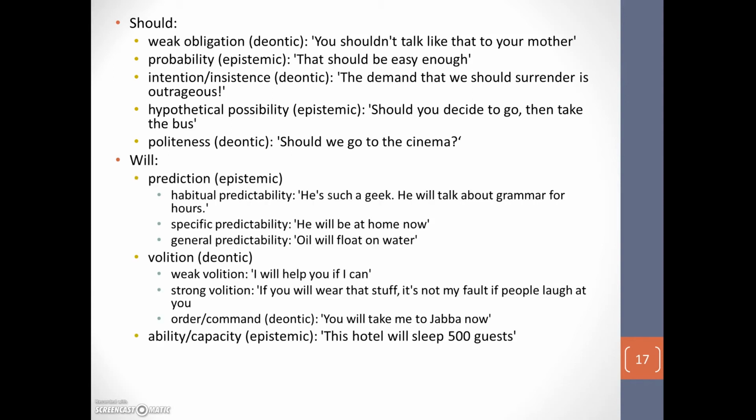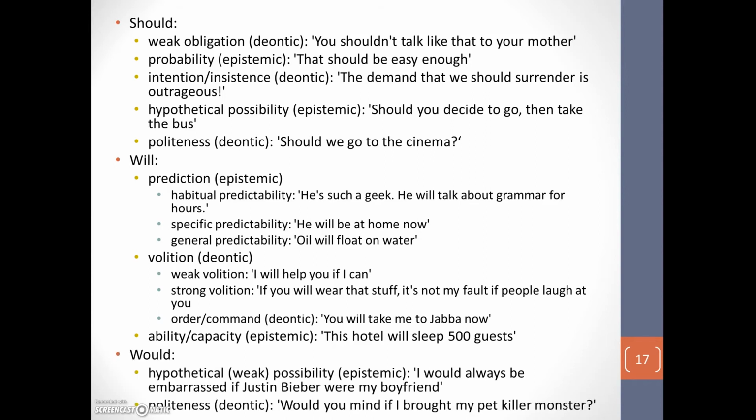We also have will, and we can see that we can use will for quite a lot. We can obviously use it to talk about the future, actually with no modality. We can use it to talk about different types of prediction or volition again. So remember, this is when we talk about your free will, and also about ability or capacity. Finally, would. So again, would is also the past tense form of will, but you can also use it in its own right to talk about hypothetical and very weak possibilities, or if you want to be polite. So again, you may want to just pause the video here to have a proper read of these different examples.